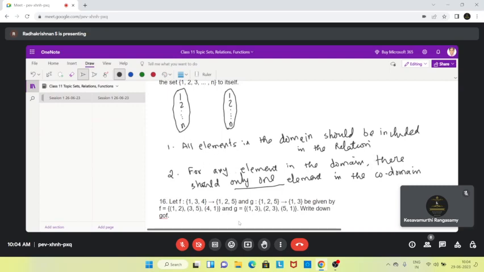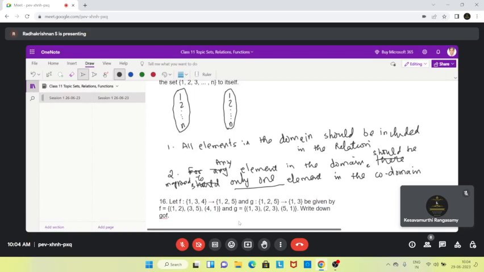I'll write it like this. Any element in the domain should be mapped to only one element in the codomain. Okay, so these are the two conditions. All elements in the codomain need not be covered. If some elements in the codomain are left out, it is still a function. Okay, so this is a condition.